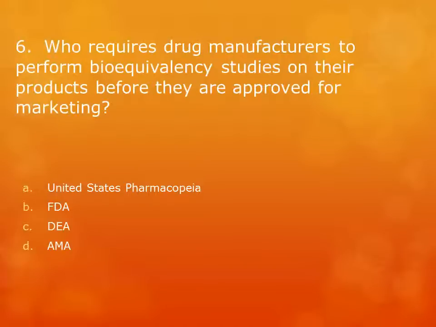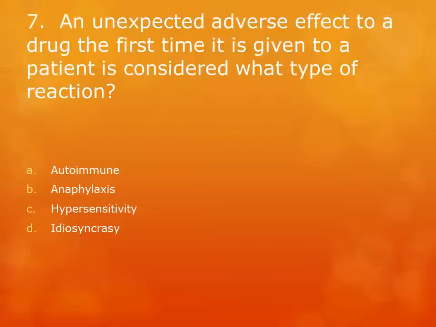Six, who requires drug manufacturers to perform bioequivalency studies on their products before they are approved for marketing? Is it A. United States Pharmacopeia, B. FDA, C. DEA, or D. AMA? Seven, an unexpected adverse effect to a drug the first time it is given to a patient is considered what type of reaction? A. Autoimmune, B. Anaphylaxis, C. Hypersensitivity, or D. Idiosyncrasy.